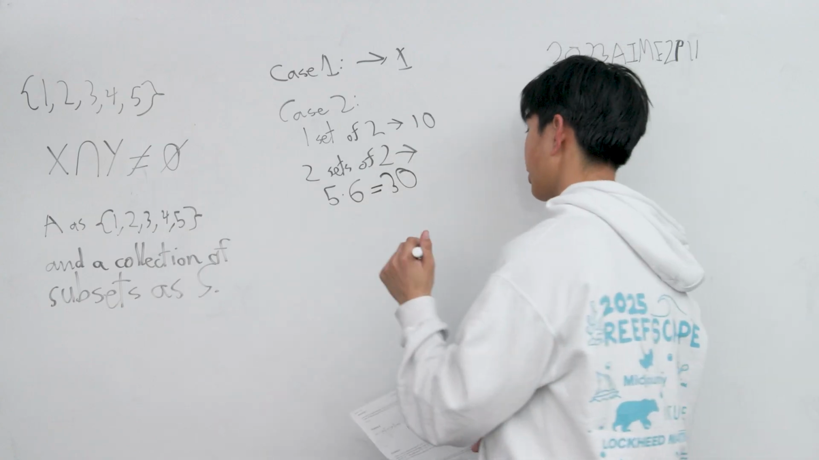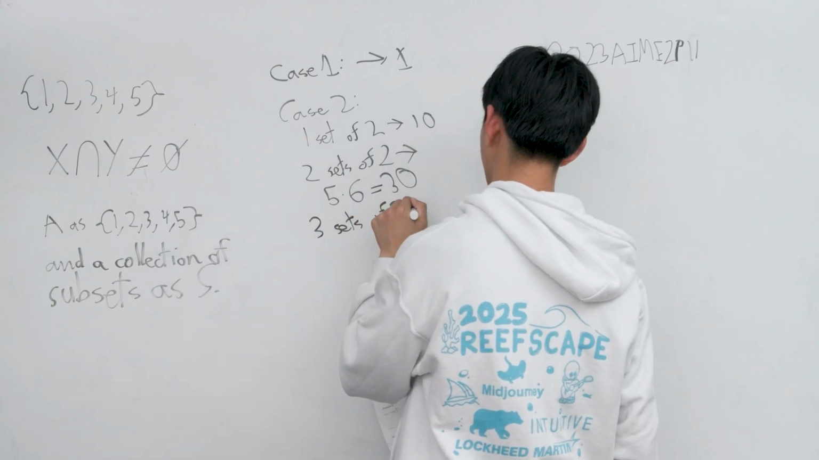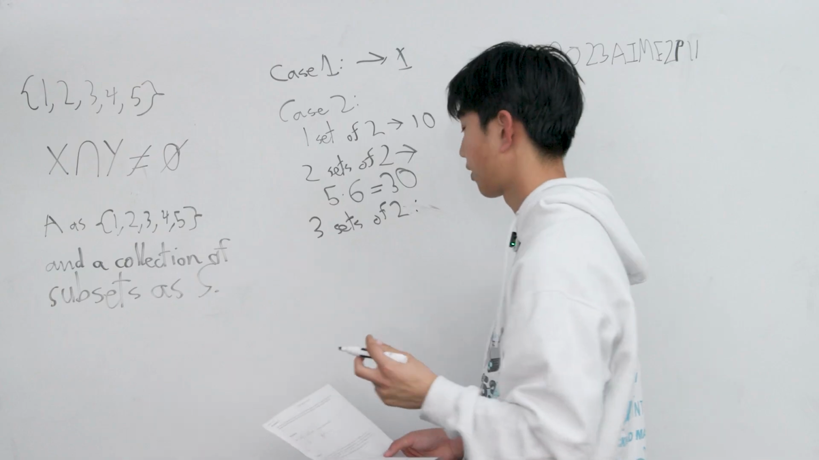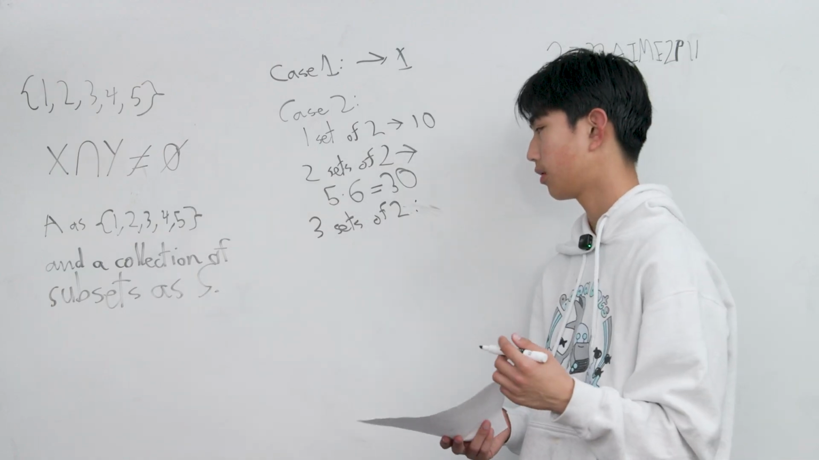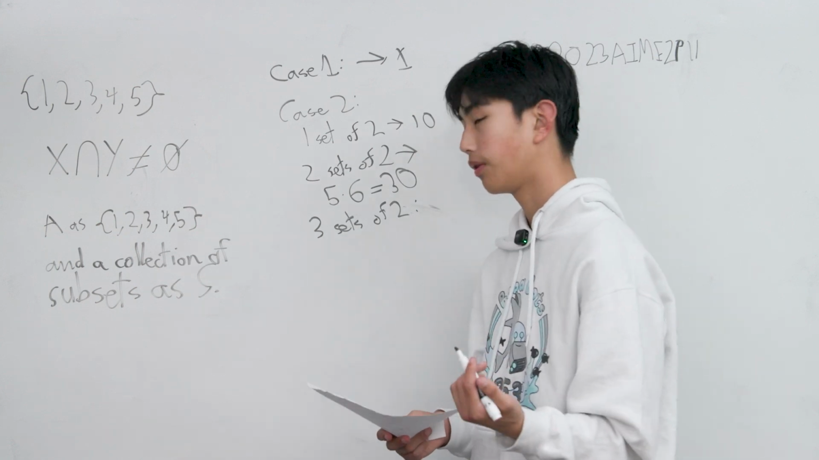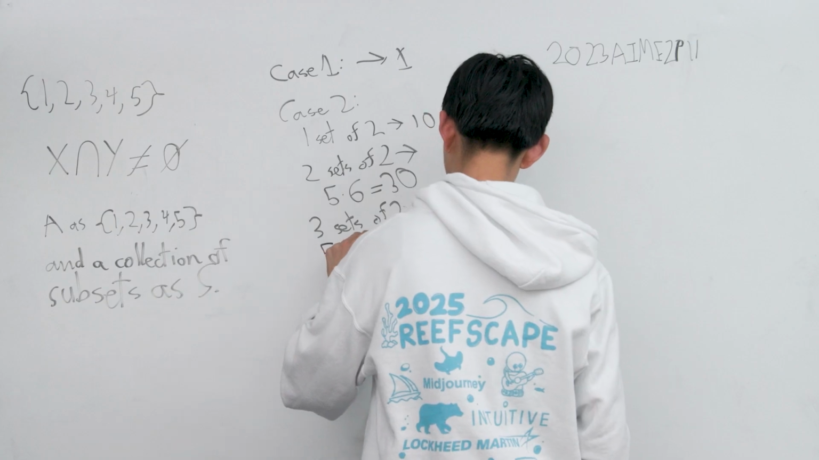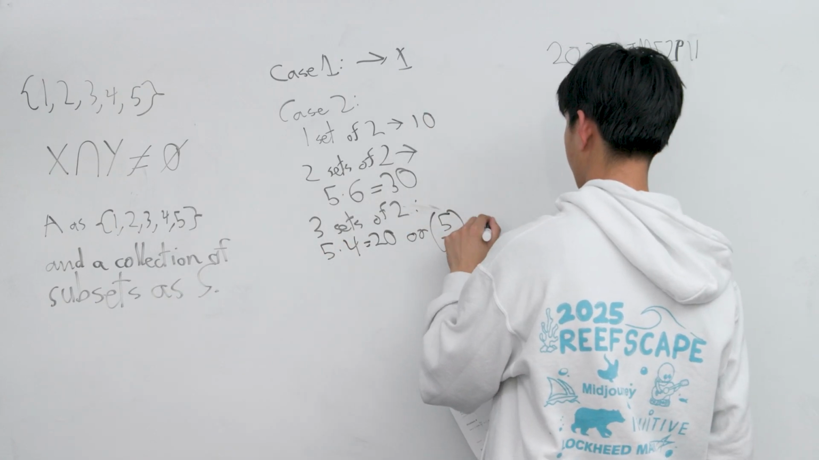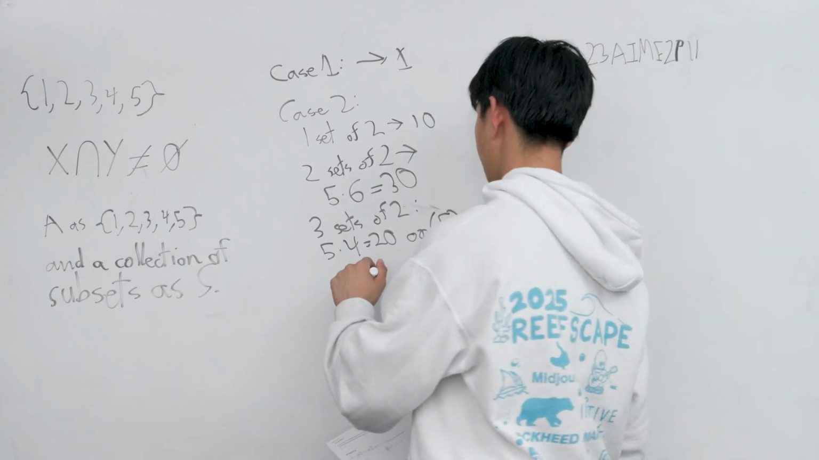Now, for 3 sets of 2, we can again keep counting this time. To evaluate it, we have either 5 times 4 equals 20 or 5 choose 2 equals 10. But since both of these are different cases, we sum those up and we get 30.